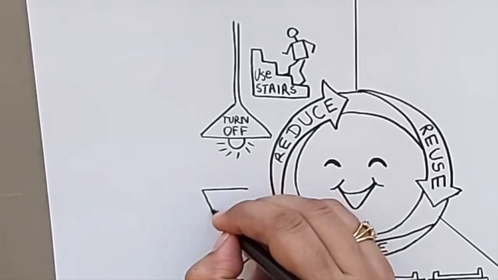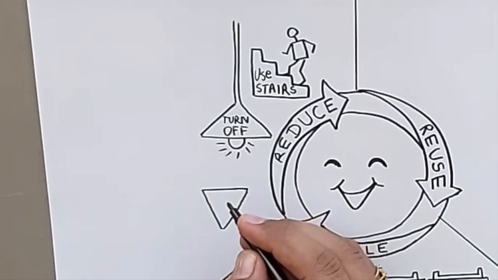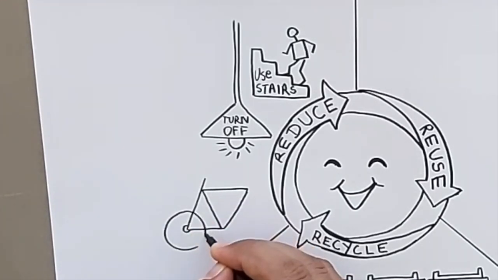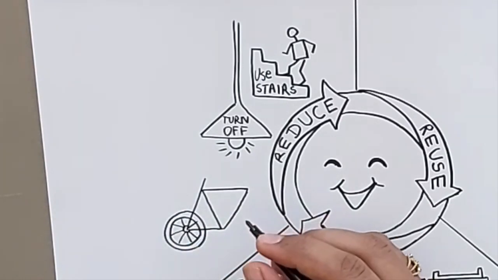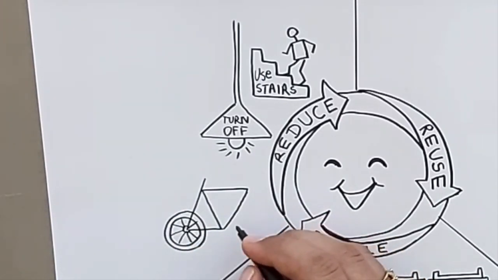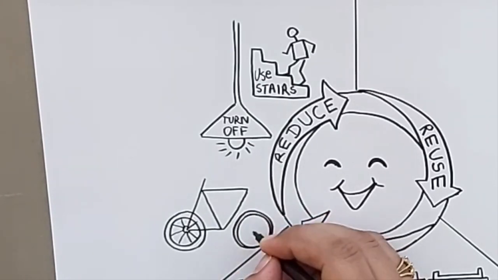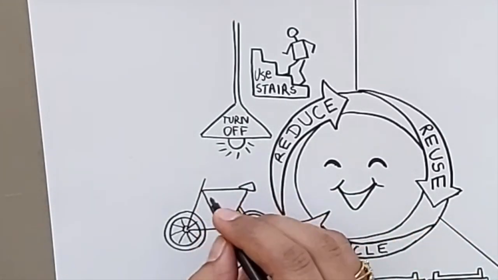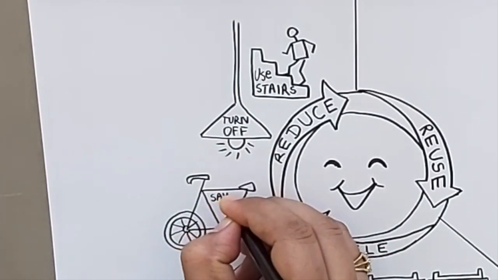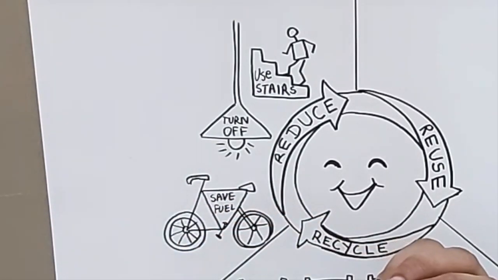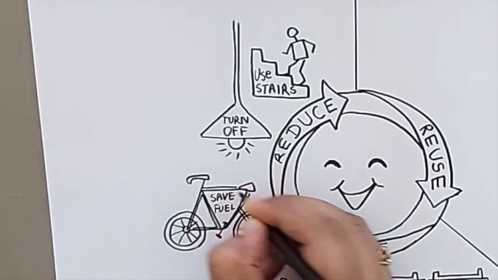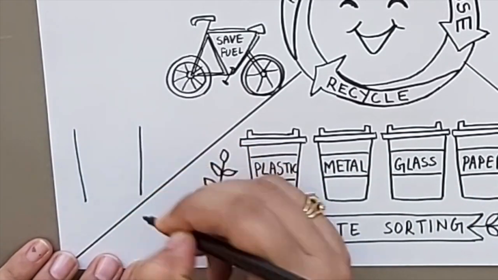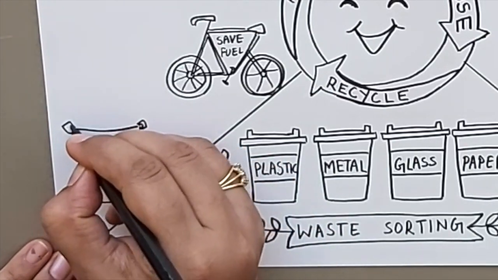Further, let's see what more can we reduce. So after saving power, we can save fuel by avoiding the use of vehicles, by using a bicycle wherever possible, or by walking, by carpooling. There are many ways, by using the public transport. So in this way we can save the fuel, the petrol, gas, diesel, all of them. That will also save our planet. So over here I have drawn a basic bicycle. All right, let's see what more can we reduce.